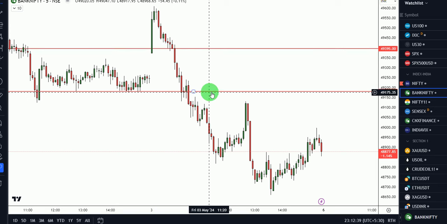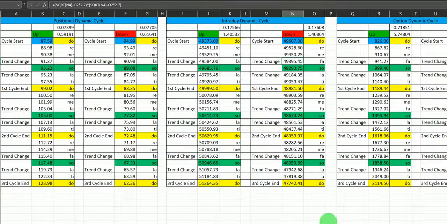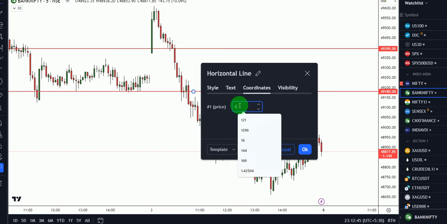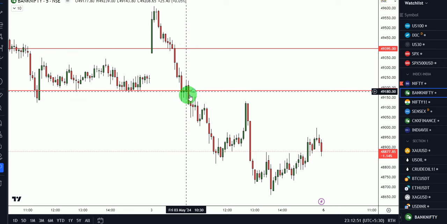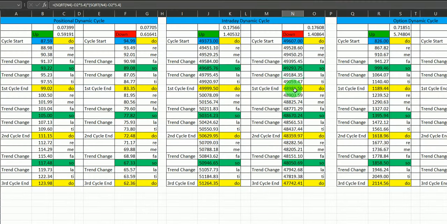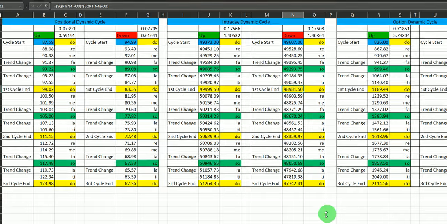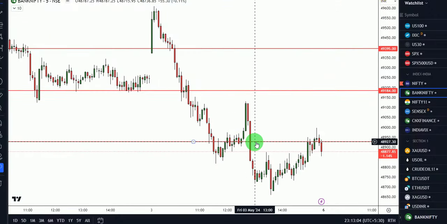So now what is the next level? The next trend change, you could look at that: 49,184. Again, look at that, it obeyed there. Around 20 minutes it is sustaining up and down. Again, it is breaking there. What could be the next target? 48,981.